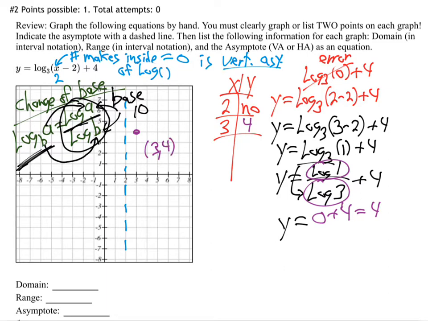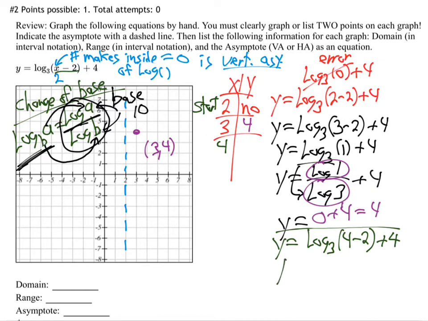Okay, let's get one more. Let's go one higher. Let's plug it forward. Now remember, we started at 2 because that's what made the inside 0, and we went up from there. Now we've got y equals log base 3 of 4 minus 2 plus 4. What does that give us? Log base 3 of 2 plus 4.